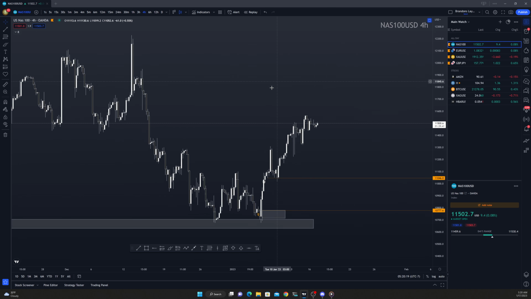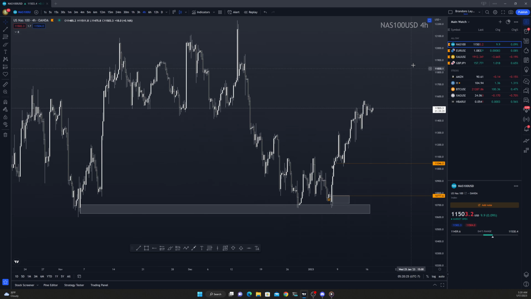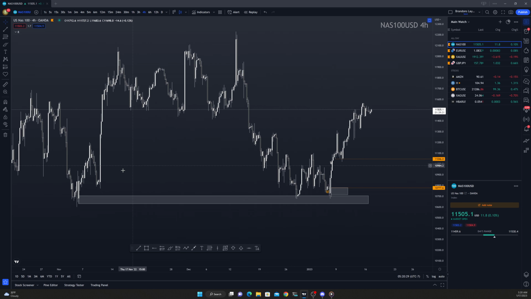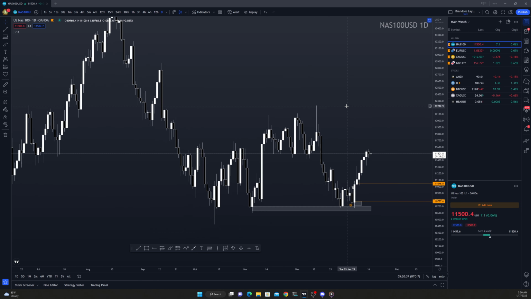Okay, so let's go ahead and start with the US 100, also known as the NASDAQ. And what are we seeing here? As we previously stated, we had a few zones. Now, what time frame were we looking at these zones? Let's start on the daily. And it looks like we're starting to see some bullish price action, bullish momentum.